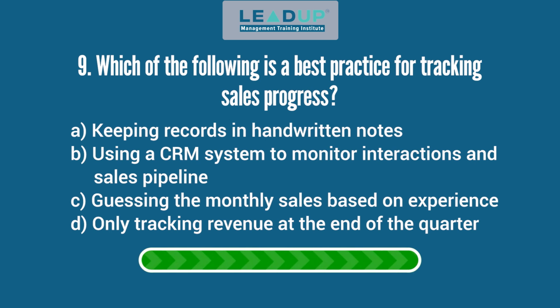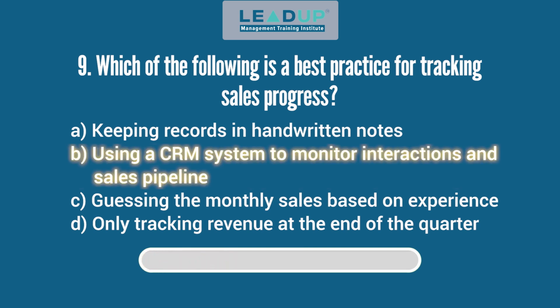Question 9. Which of the following is a best practice for tracking sales progress? A. Keeping records in handwritten notes. B. Using a CRM system to monitor interactions and sales pipeline. C. Guessing the monthly sales based on experience. And D. Only tracking revenue at the end of the quarter. Answer: using a CRM system to monitor interactions and sales pipeline.